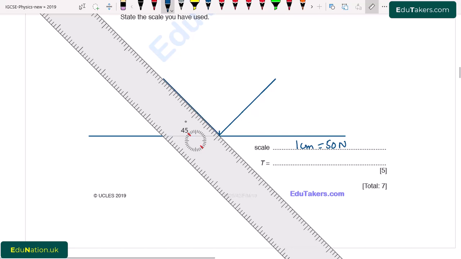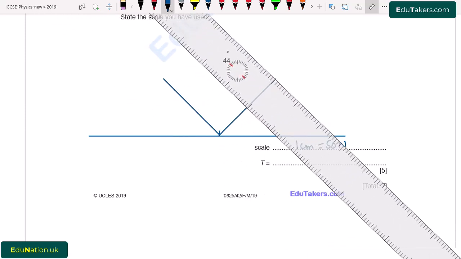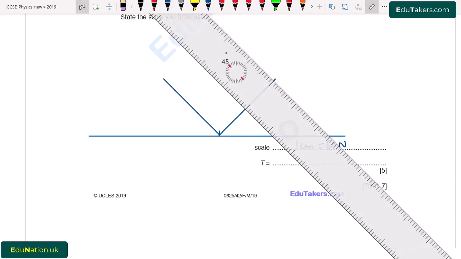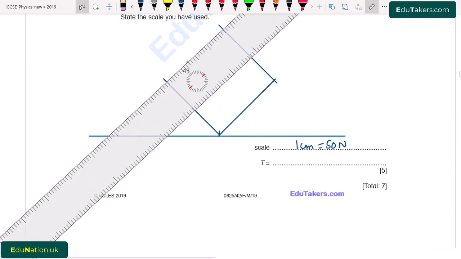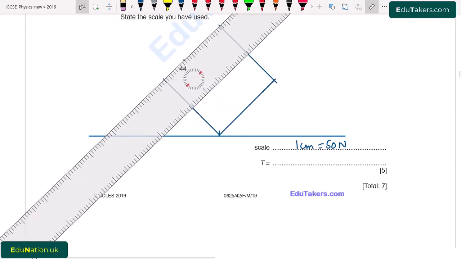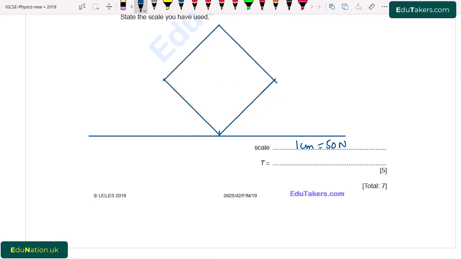It's 5 centimeter. So we also have to draw the lines that are parallel to these two at the same angle 45, which is also of the same length. So it's a complete parallelogram.